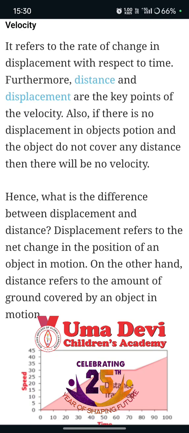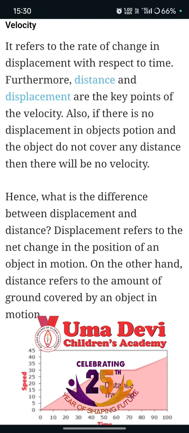So there are two different things used. In case of speed we have used distance, but in the case of velocity we are using displacement. Now why are we using the word displacement? Distance and displacement are the key points of velocity. So if there is no displacement in the object's position and the object does not cover any distance, then there will be no velocity.